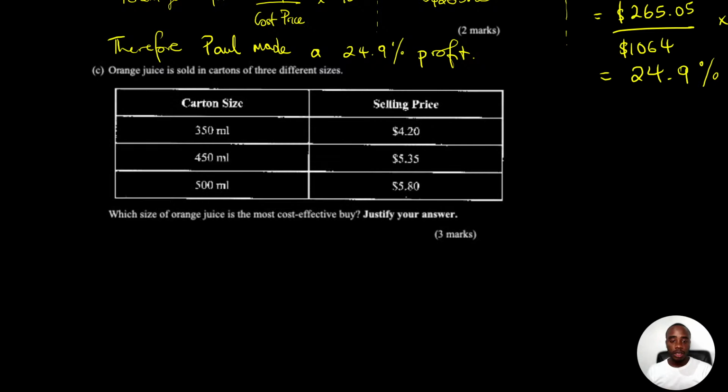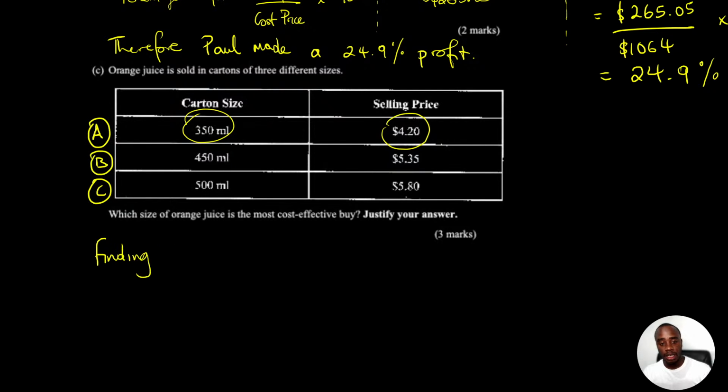Alright? So one way that we can do that is to divide the carton size by the selling price. Because that way, we're basically going to get all of them to $1, if you get what I'm saying. So if 350 milliliters is $4.20, then if I divide 350 by $4.20, I'll get the amount of milliliters per dollar. Because that's a common benchmark that all of them will have. So let's call this one A, B, and C.